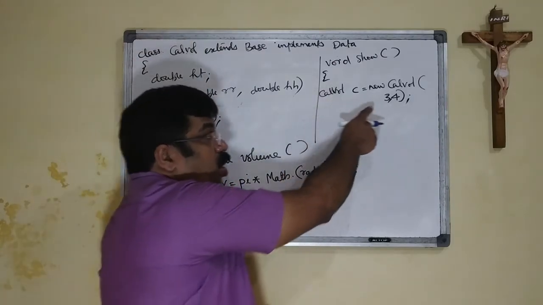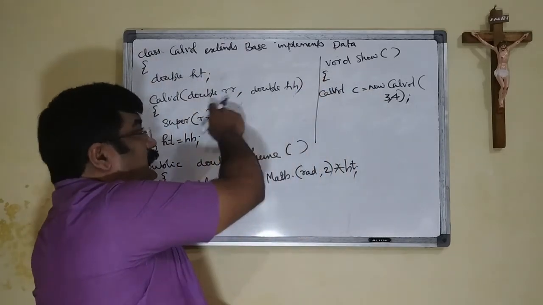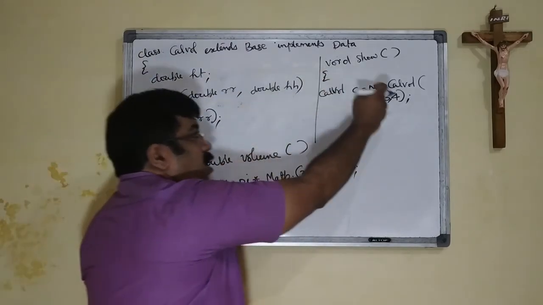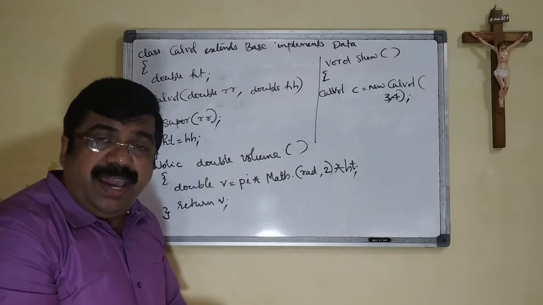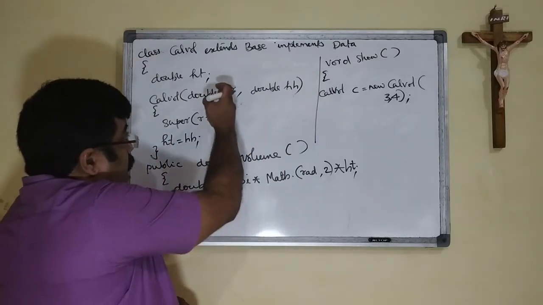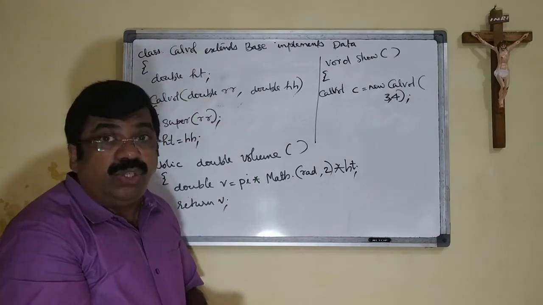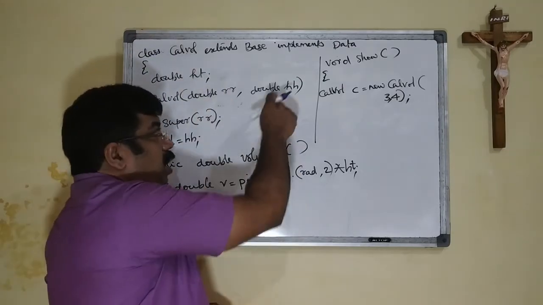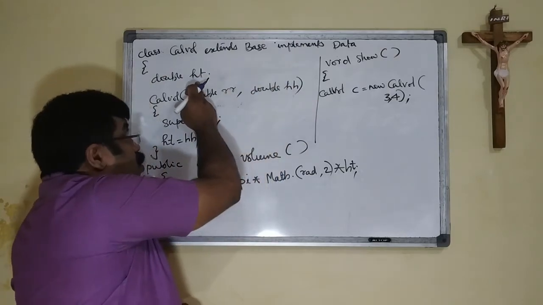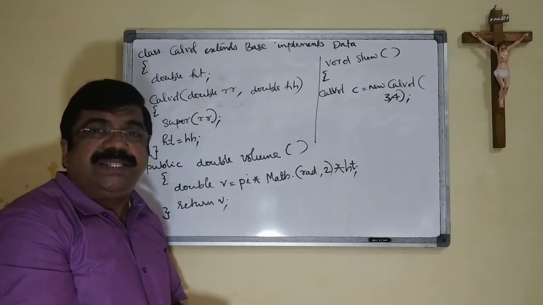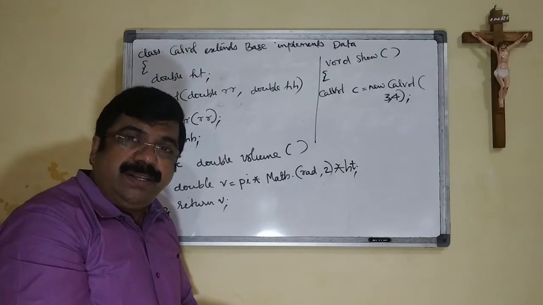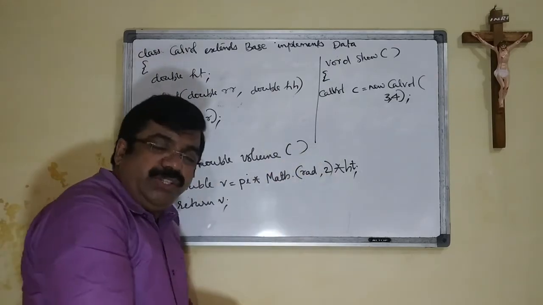So what will happen? 3 will go to RR and 4 will go to the double H. RR in turn will go to the class base as the radius. HH will be going to the current class as the height. Alright, then the rest of the thing, let's see.